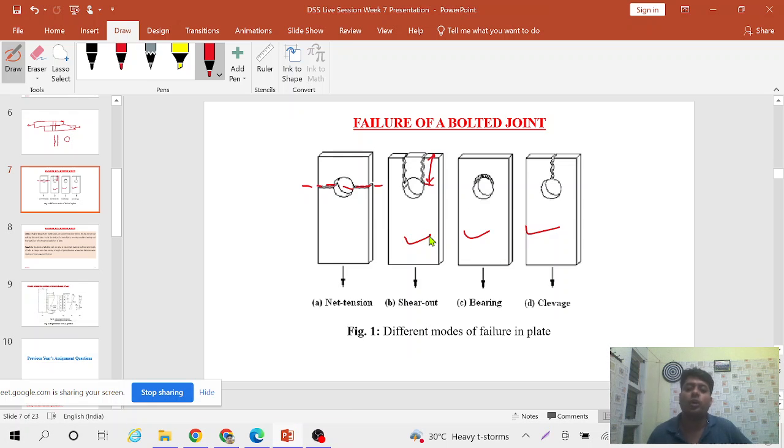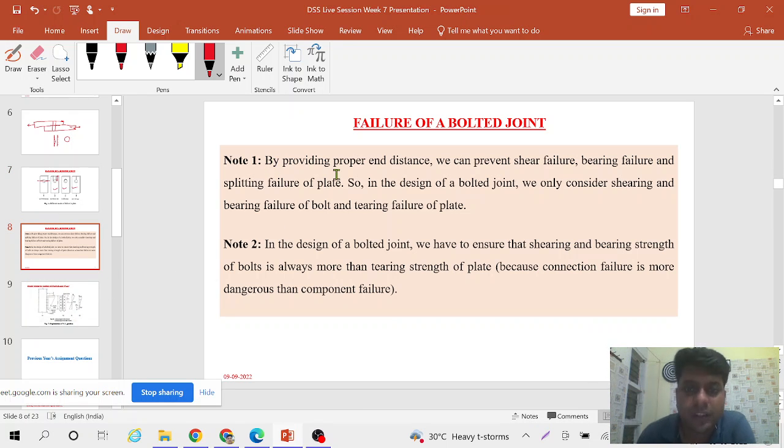One of the students on the discussion forum asked a doubt related to this. He asked me to design the gusset plate for these types of failures, but I replied there also that in our case we don't consider these types of failure, only tension failure we consider, because these types of failures we can already prevent. So in the design of bolted joint, we only consider shearing and bearing failure of bolt and tearing failure of plate. Now the second note is very important.